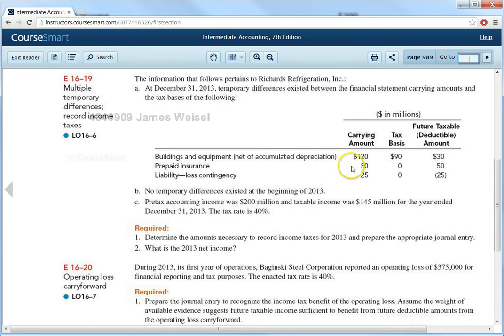And what must have happened here in 2013 is that we paid for some insurance policies. However, even though we paid for it in 2013, for GAAP purposes, we are not able to expense that until some future period, probably 2014. That's why it's called prepaid insurance. We paid for the insurance in advance of receiving the benefits of that coverage.